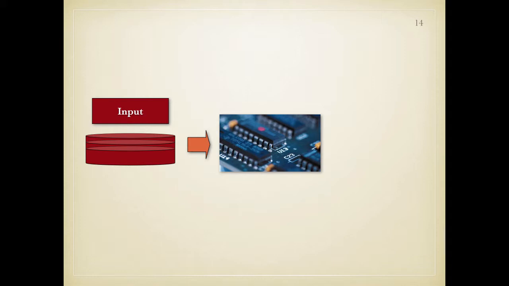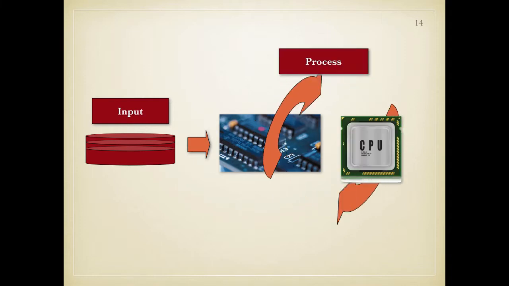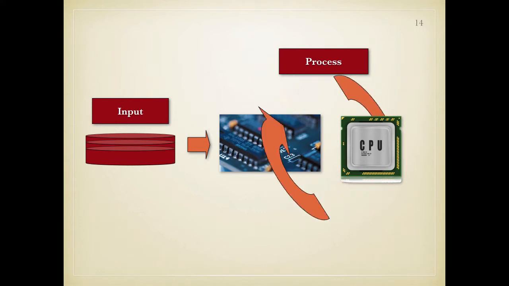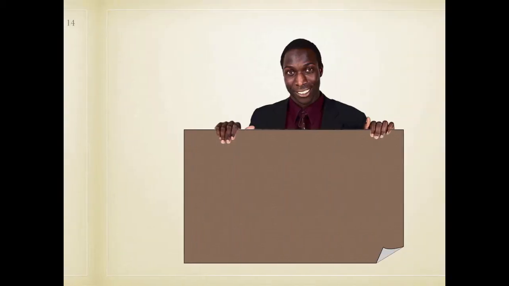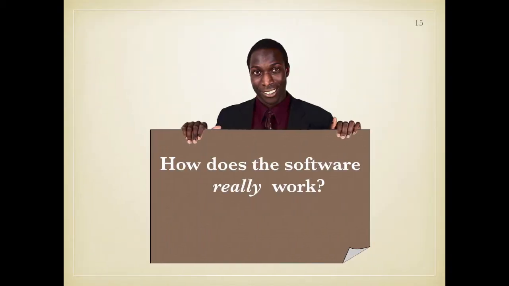So we can process. So the RAM and the CPU work together in the processing to actually make things happen and, you know, change the spelling and things like that. It actually runs the program. They work together. Once they've done their job, then we output to a device like the printer. That's basically how our hardware works. Input, process, output. Let's take a look at how software really works.